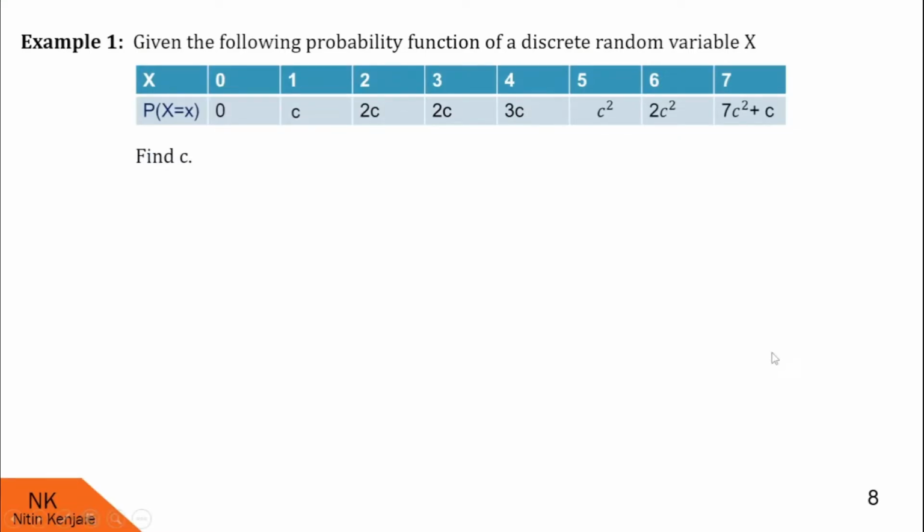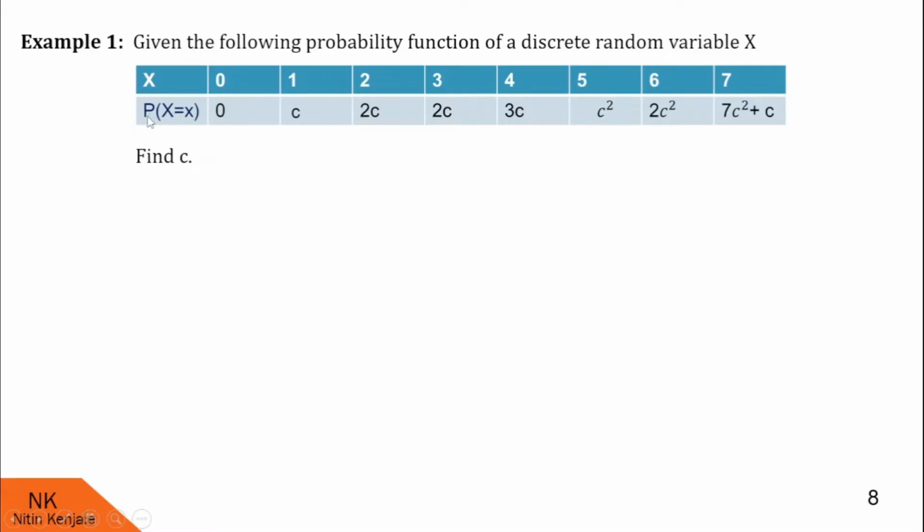In this example, we are given the probability function of the discrete random variable x in this tabular format and we are asked to find c. Let us first understand this tabular format of the probability function. This table consists of two rows. In the first row we are given values of x. We see x takes values 0, 1, 2, 3, 4, 5, 6 and 7. And in the second row we are given the probabilities of values of x.